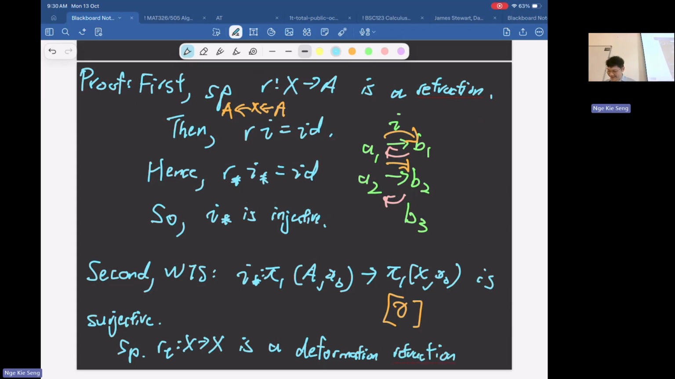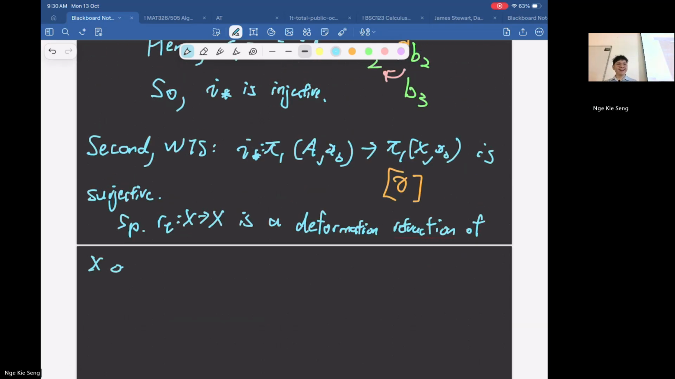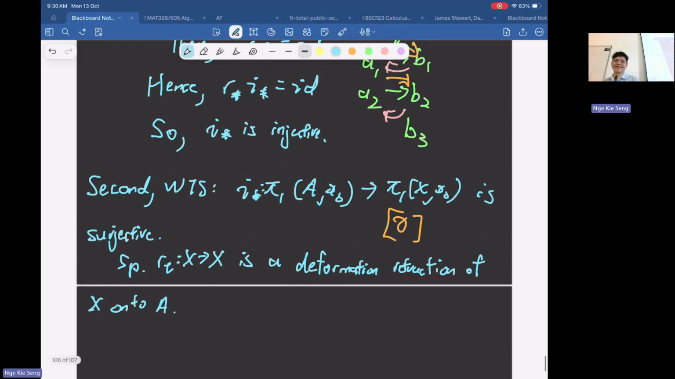Suppose r_t from X to X is a deformation retract of X. Okay, so what is this deformation retract doing again? r naught is the identity, for every t the restriction to A is the identity, and also r1 of X lives inside A. So this is the condition. Can you use this r_t to build a loop in A?